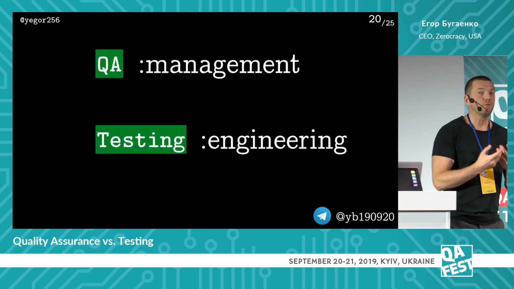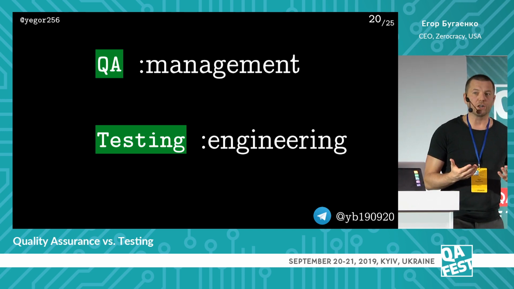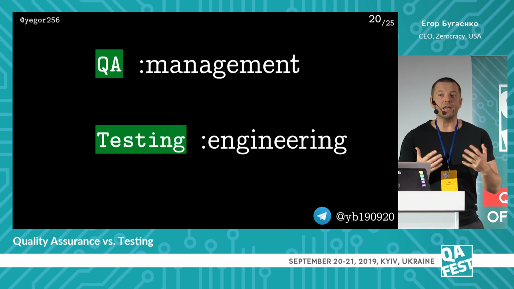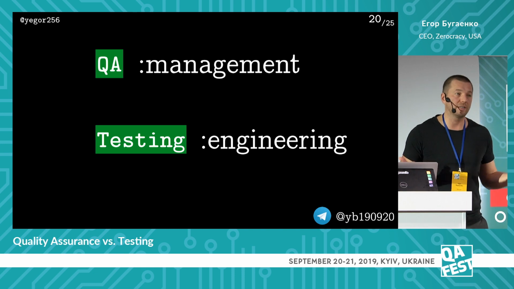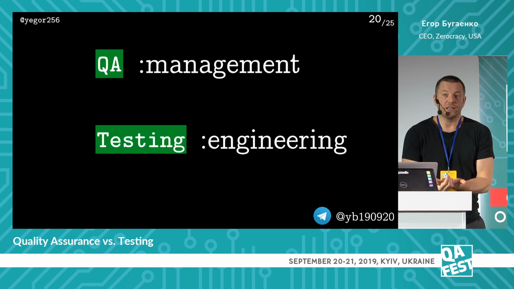So QA is about management. Testing is about engineering. So we cannot say we're QA engineers. That just doesn't make any sense. There can't be any QA engineering. There could be QA people, QA management, like QA something. But if you're talking about engineering, then you're testing, you're a tester.